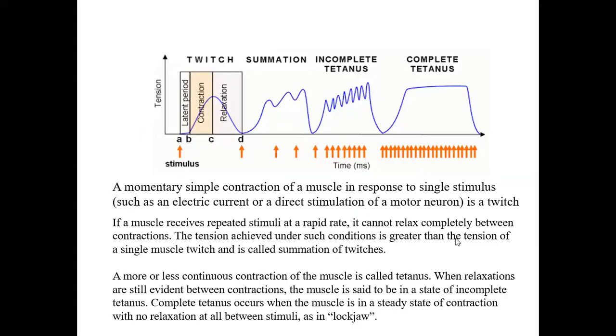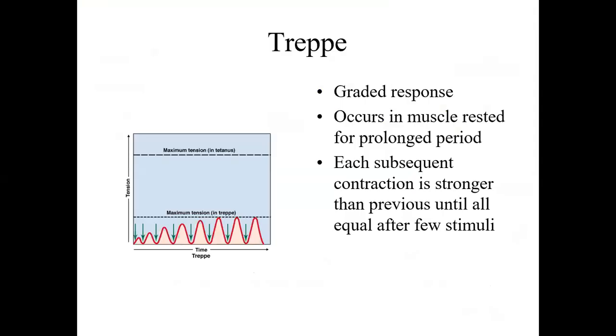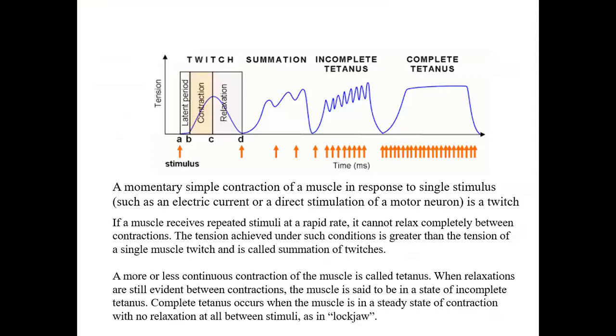So this diagram is a summary of what we have just discussed, all compiled in one diagram showing you the twitch, latency period, contraction period, summation, incomplete tetanus. For those who want to read, they can read more on this. So I think from there, the next thing I want us to look at is the sources of energy for contraction.